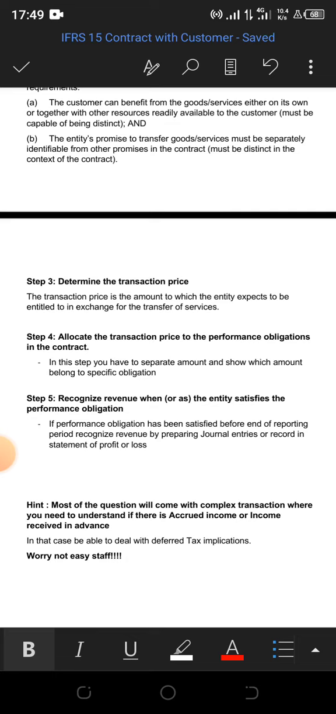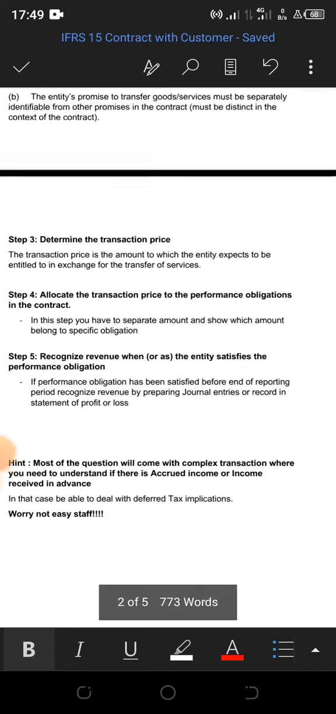This simply means that we have to allocate the transaction price. In this step, we have to separate the amounts and show which amount belongs to which specific obligation. That's what I was saying.